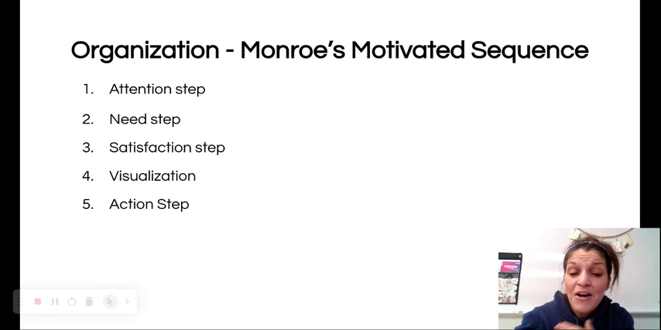So with Monroe's motivated sequence, you still have an intro, and your action step is your conclusion, but in your conclusion, you're challenging your audience to take some sort of small action today to improve the topic that you're talking about. Need is talking about what the problem is. Satisfaction is the solutions. And then step 4 is that visualization. If we do this, this will happen. If we do that, that will happen. And having that visualization helps really connect people to your topic.